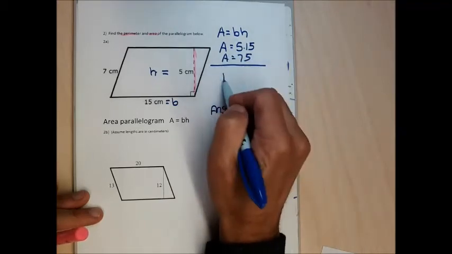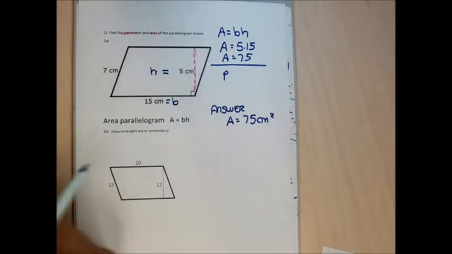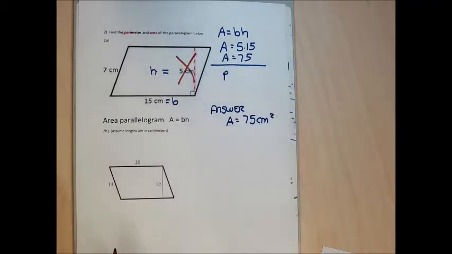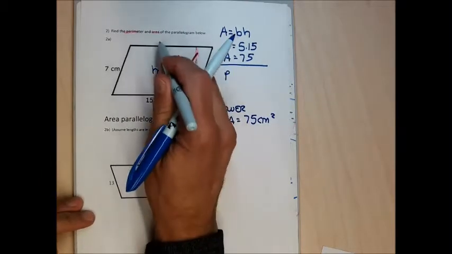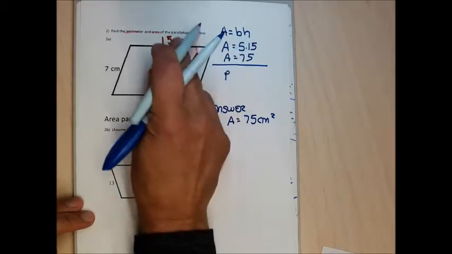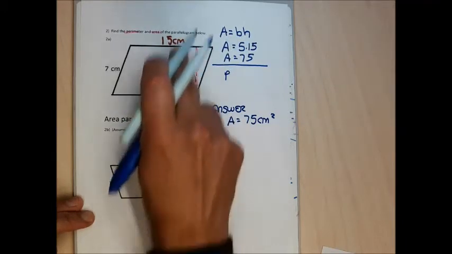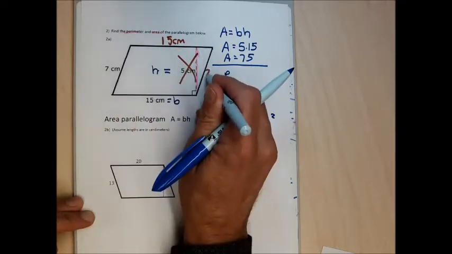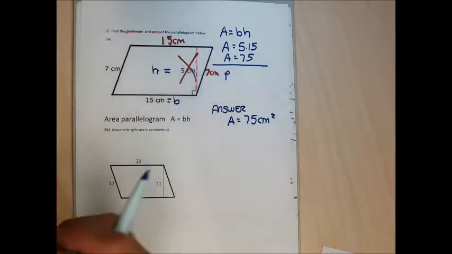When I go to do the perimeter, I need to add up the length of all 4 sides. I'm not going to choose the height. That's not part of the perimeter. It's internal and not along the edge. And I'm assuming that opposite sides in a parallelogram have the same lengths. So this top side that wasn't indicated has a 15 centimeter length, and this side off to the right has a 7 centimeter length.